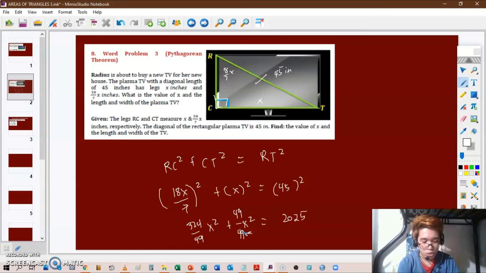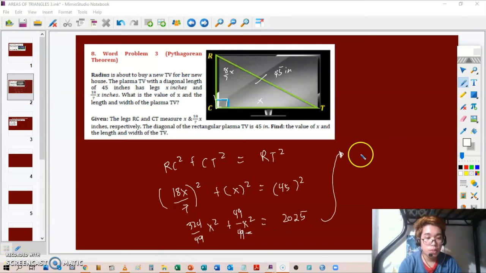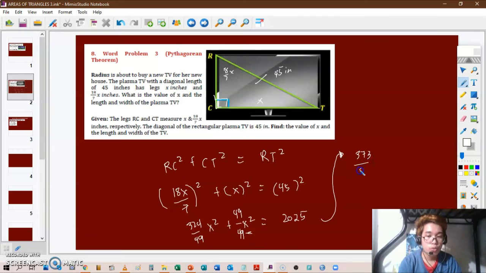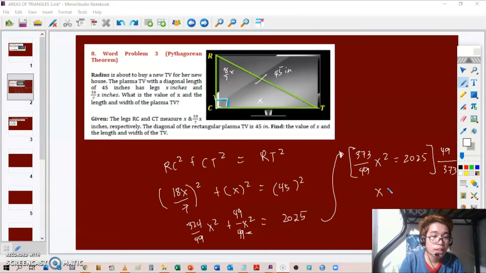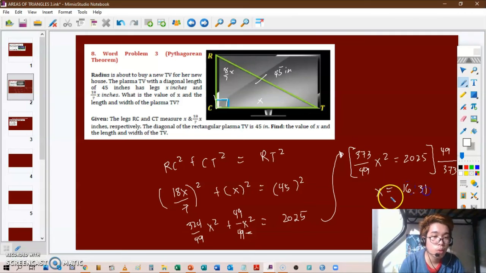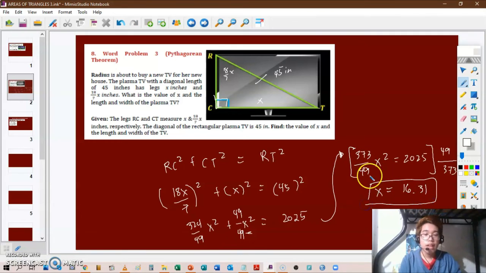Let's just double check. This is going to be equal to 373 over 49 x squared is equal to 2025. Then we can simply multiply both sides by the reciprocal of 373 over 49, which is 49 over 373, and therefore we're going to get that the value of x is equal to 16.31.